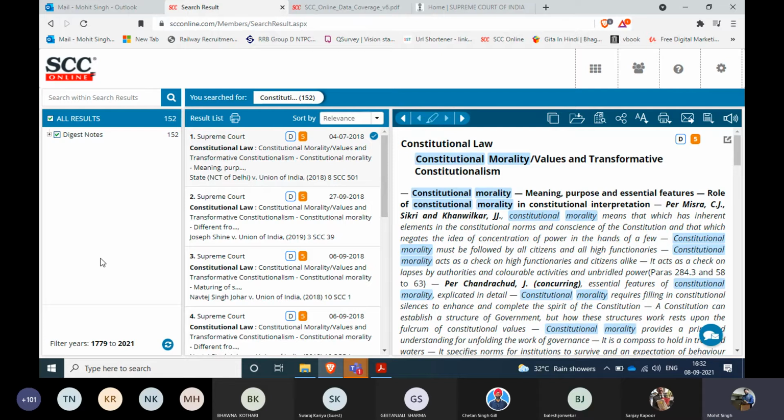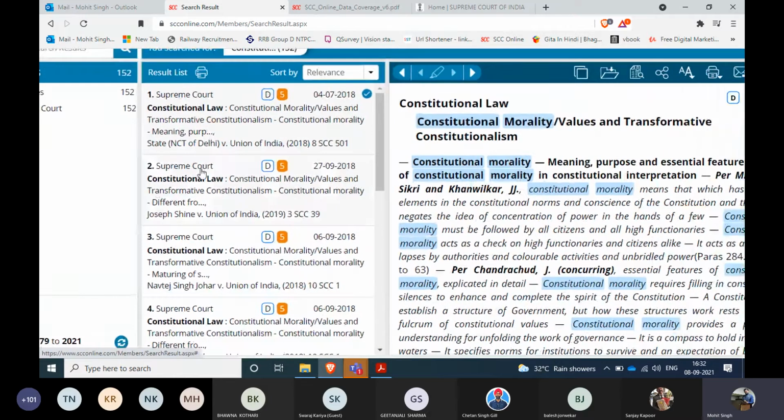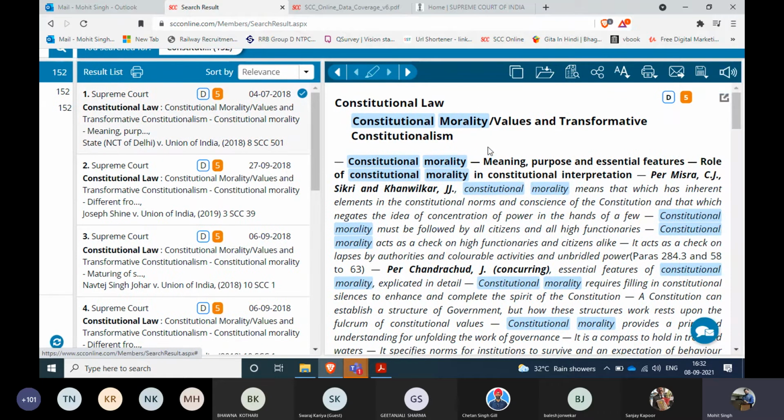So over here, you have clicked on constitutional morality and you have got around 152 results. All of them are coming in from the Supreme Court, just like I anticipated. Now over here, all of these digest notes are denoted by the icon D. So in the SCC Online research window, whenever you see this icon D, that represents that this is not the full judgment, this is not the full text, this is just the law point of that judgment which was discussed. And also on that law point, what was the opinion coming from different judges. So once we click on it, we can now read the digest notes.